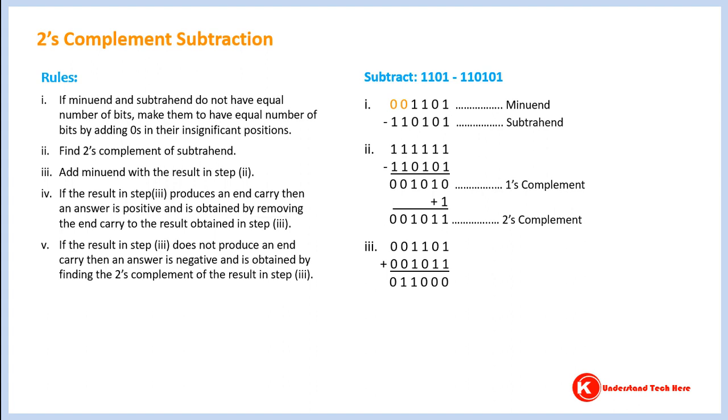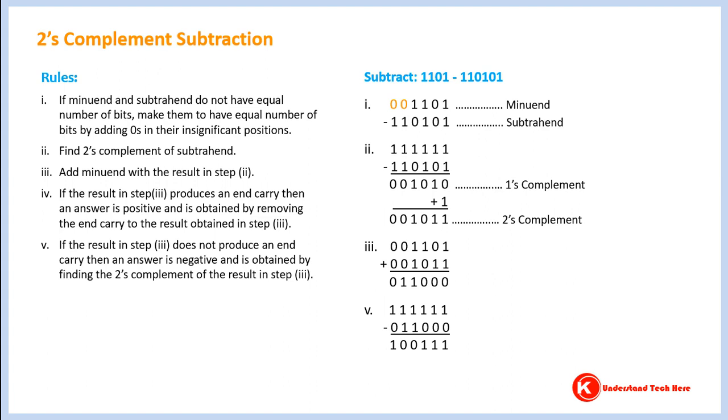According to rule 5, we need to find the 2's complement of the result in step 3. To find the 2's complement, as we have mentioned above, we need to first find the 1's complement. The 1's complement can be found by doing this. On subtracting, we get this. By definition, this is the 1's complement.